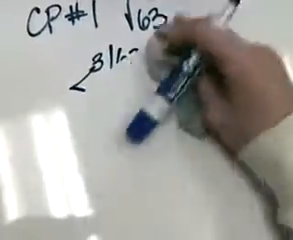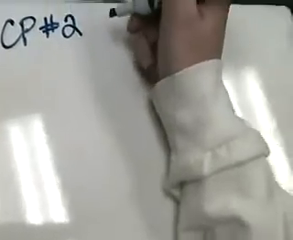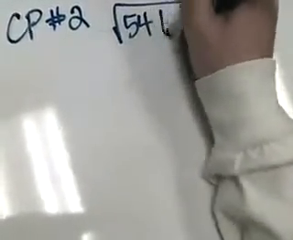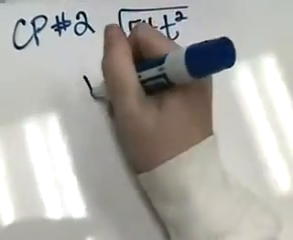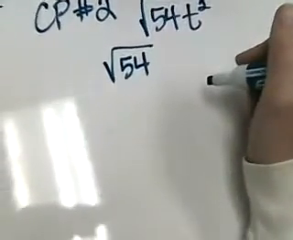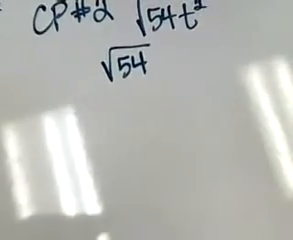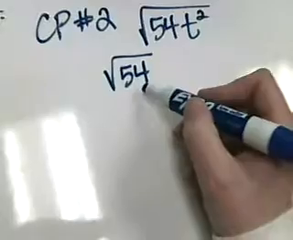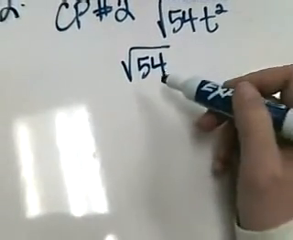Let's look at checkpoint number 2. We have the square root of 54t squared. Now ignore those variables to begin with. Let's take care of square root of 54, and I'm going to do perfect square method this time. So I'm looking for the biggest perfect square that will come out of 54. All right, if I try 1, yeah, it's not going to change it though, so I don't want to deal with him. How about 4?